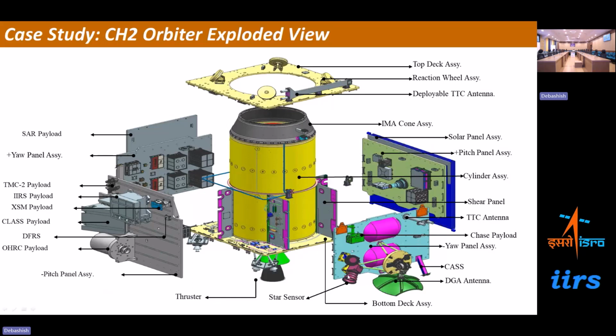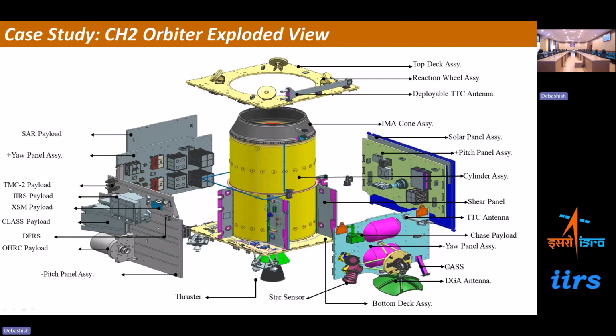Now if you see this panel here, we have a star sensor. So two star sensors are adjacent. Their fields of view are different, but they are adjacently mounted. Then we have another antenna, the green color part. This is called the DGA antenna, the dual gimbal antenna. This is for the payload data, the science payload data. To download this data, we have this antenna, the DGA antenna.